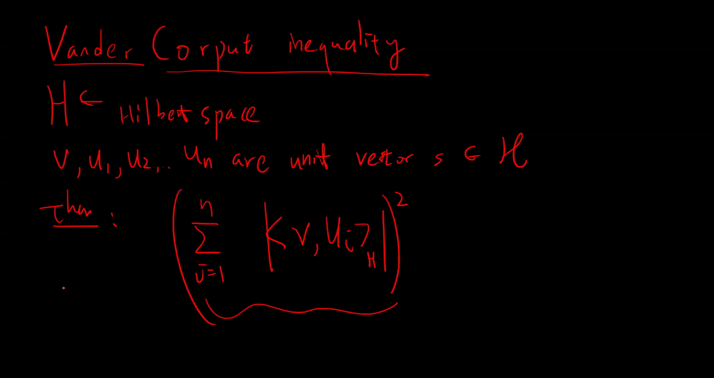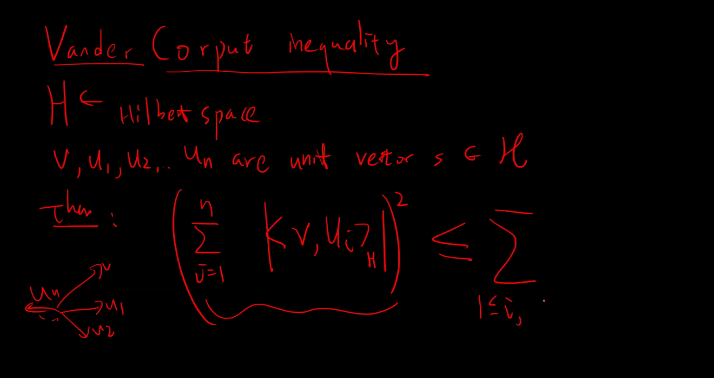You can imagine this is V, and then this is U1, U2, up to UN. You compute the inner products and take the absolute value, and this is less than or equal to the sum of all the pair correlations. So i and j up to N, the inner product of Ui and Uj, take the absolute value. This is in the Hilbert space H, so the inner product of H. This is the Van der Corput inequality.